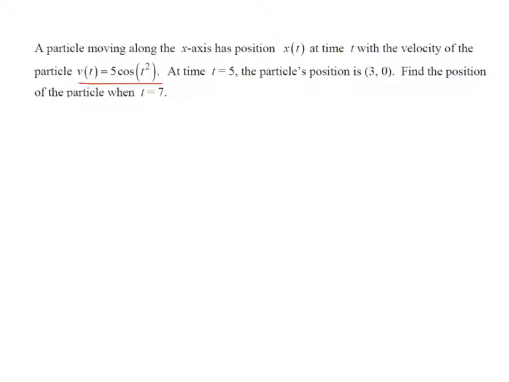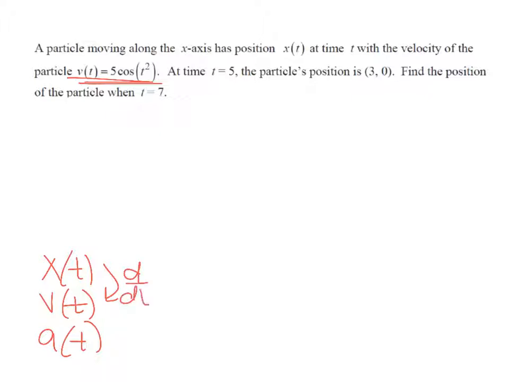Okay, so the reason I know that this is a fundamental theorem of calculus question is because it's telling me about a rate. A rate is my velocity when we're talking about position, velocity, and acceleration, right? Because position is x of t, velocity is v of t, and acceleration is a of t. So velocity is the derivative of my position. So I know I'm given a rate.